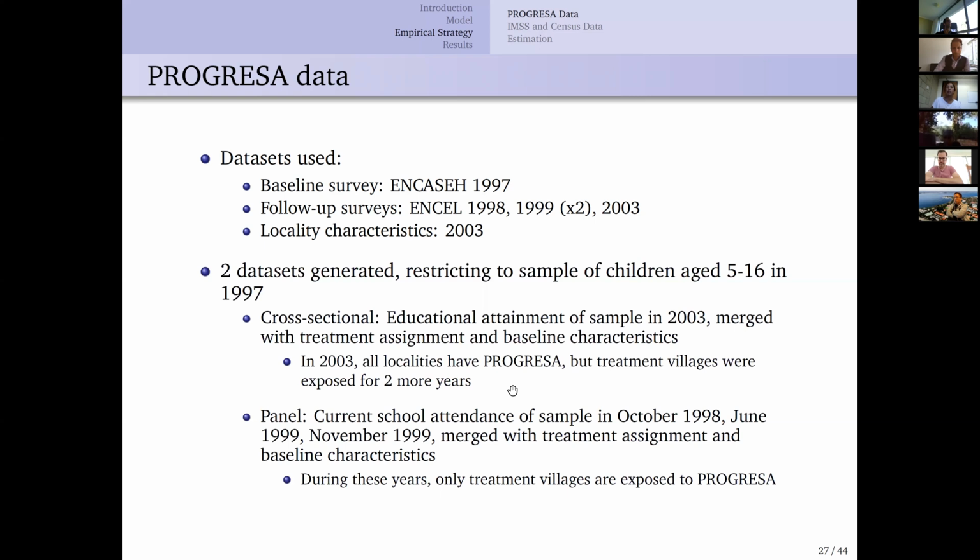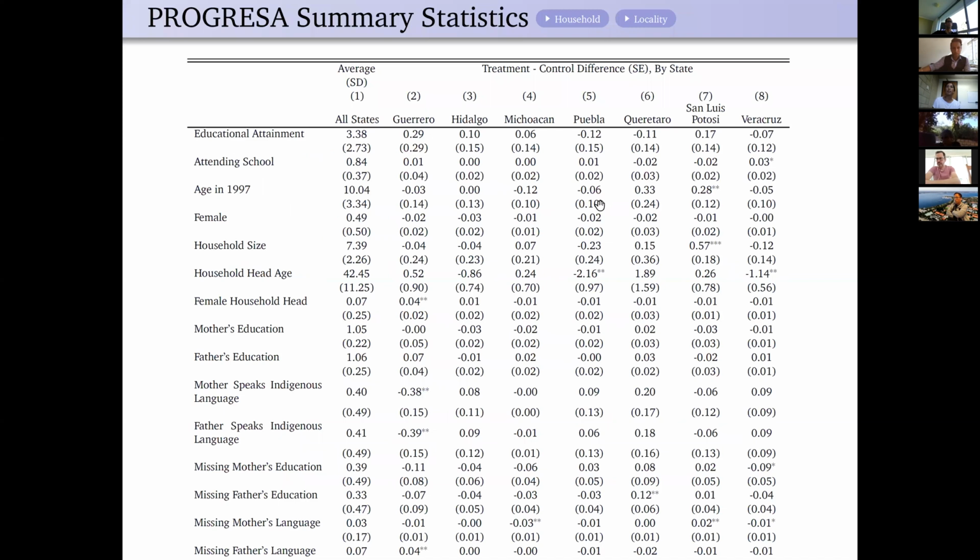Now with the panel, here we have the school attendance in several waves of PROGRESA of individuals during waves where the control group had not yet received the program. And so here we can look at, are you attending? And you're comparing the effect of having PROGRESA currently versus not having PROGRESA at all. Here are some summary statistics, not going to spend too much time on them.